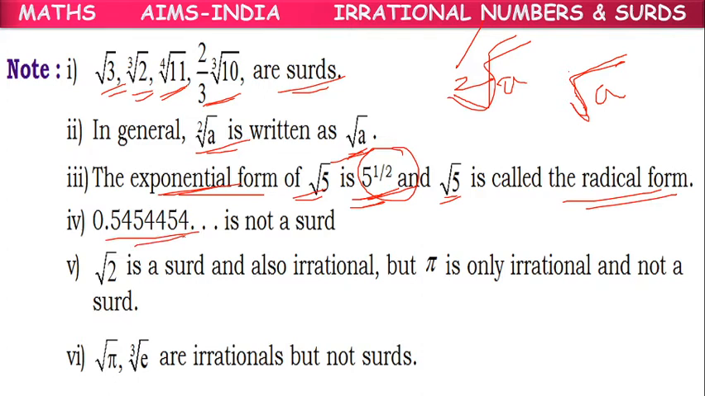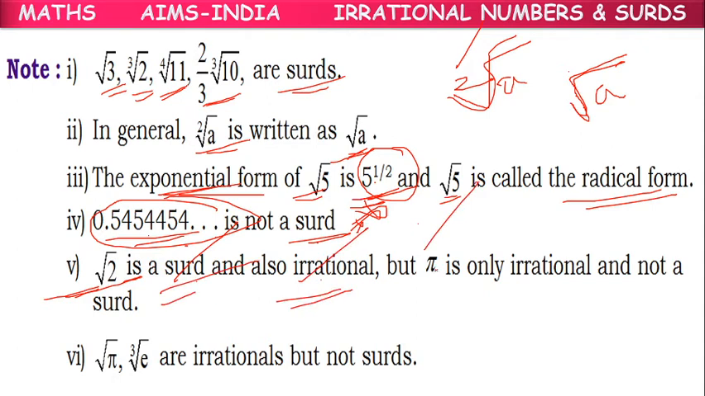Now this non-terminating, non-repeating decimal is an irrational number, but it is not a surd because it is not in radical form, it is not in exponential form. It is in decimal form, so it is not a surd. What about root 2? Root 2 is a surd. Root 2 is also irrational because all surds are irrational. But what about pi? Pi is only irrational but not a surd. So root pi and cube root of e are irrational. They are not surds.